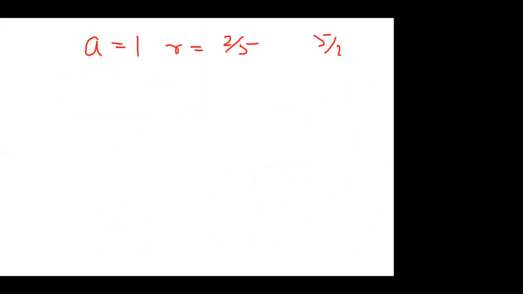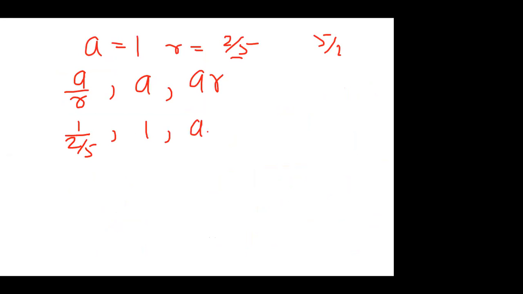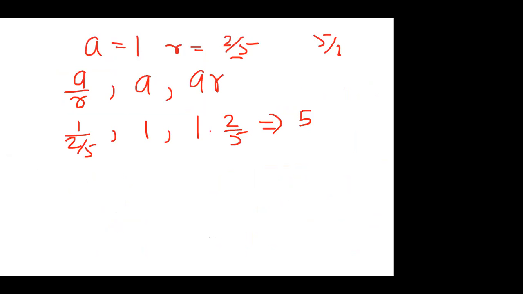So the three terms were A upon R, A, AR. A is 1, 1 upon R is 5 by 2. Then A is 1. Then A into R, where R is 2 by 5, gives me 5 by 2, 1, 2 by 5. This is the first geometric progression, when the common ratio is 2 upon 5.